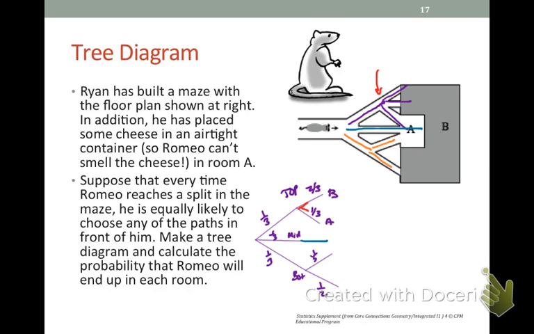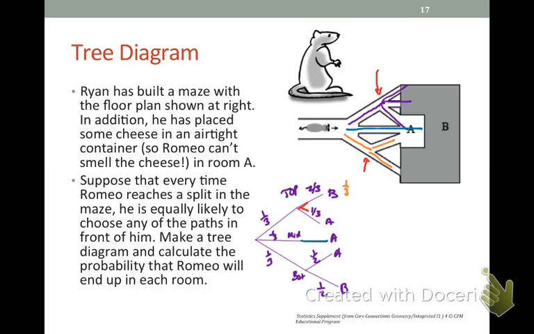So you're just going to say that's going to go there 100% of the time. And then if he goes down below to this branch, well, half the time he's going to end up in A, and half the time he's going to end up in B. So now we can trace and calculate the total probabilities for every single branch.